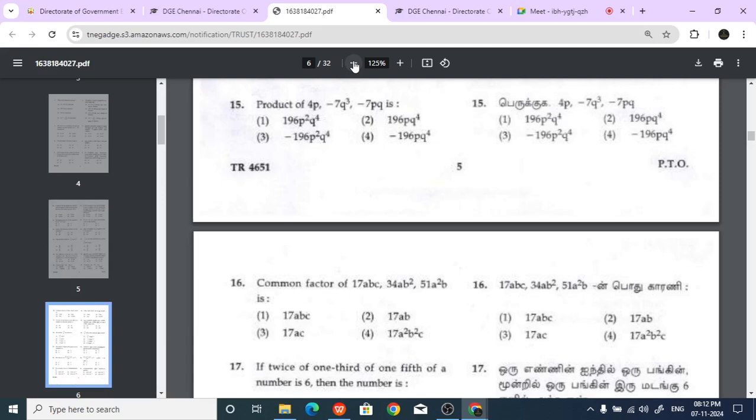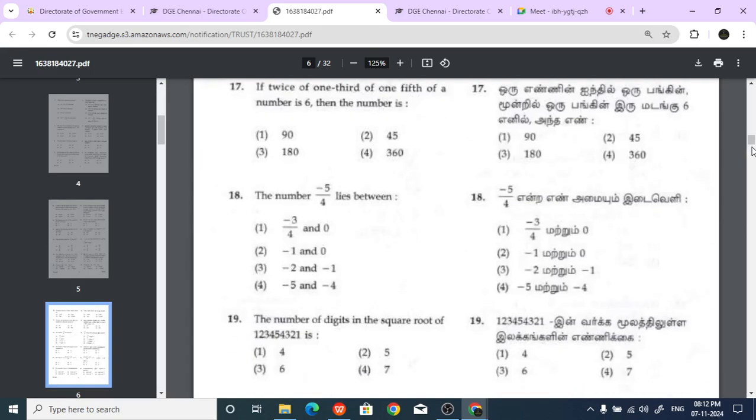So the second one is the answer, because a common factor means that it has to divide all the 3 terms. Okay, very good. Question number 17, we look at.